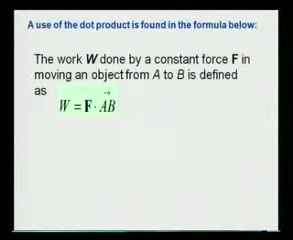Here let us look at the application of the dot product, the use of the dot product to find the work done by a constant force F in moving an object from A to B. So if we want to find the work done, then we just need the vector F and the displacement AB of any object which is moving from the point A to point B. Then the work done W is equal to F dot AB. So we just need to find the dot product of force and the displacement.